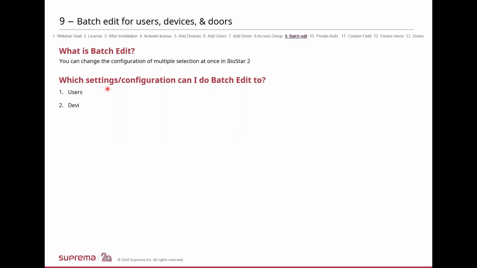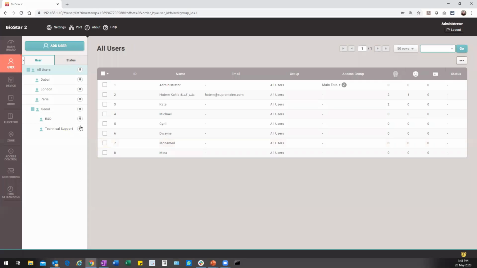So this can be applied to users, devices, and doors. We have a couple of precautions here. How to choose all items in the list. If you see here in BioStar 2, assuming I have a couple of thousands of users, I'm going to have a couple of pages here.